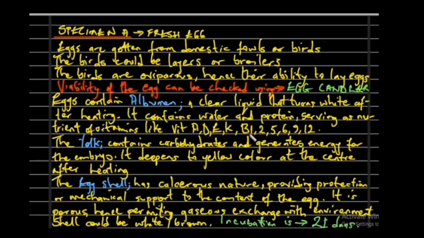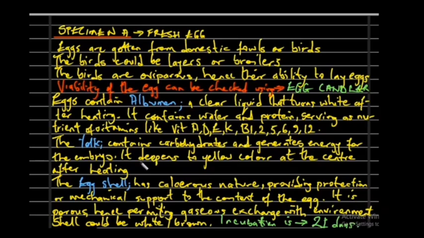And then we have the water soluble vitamin like vitamin B1, B2, B5, B6, B9, B12, niacin, cyanocobalamin, riboflavin, pantothenic acid, pyridoxine. All of these are examples of the vitamins that are enclosed or that are embedded in the albumin of the egg. The yolk also, which is the colored part of the egg, is actually rich in carbohydrates, and it generates energy for the embryo.